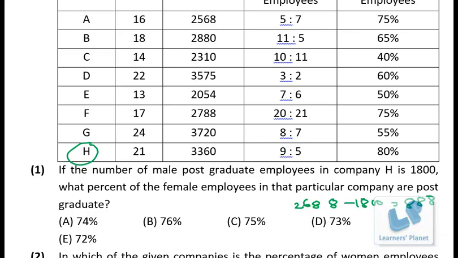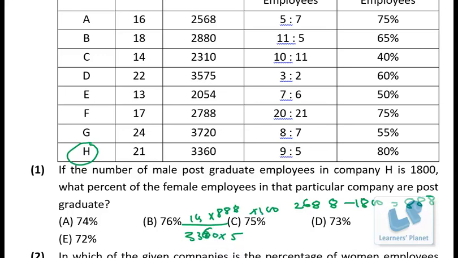Now total number of females in this company is 5 by 14 of 3360, right? So 3360, 5 by 14, these are the total number of females. Out of this, 888 are postgraduate. So this is the percentage.